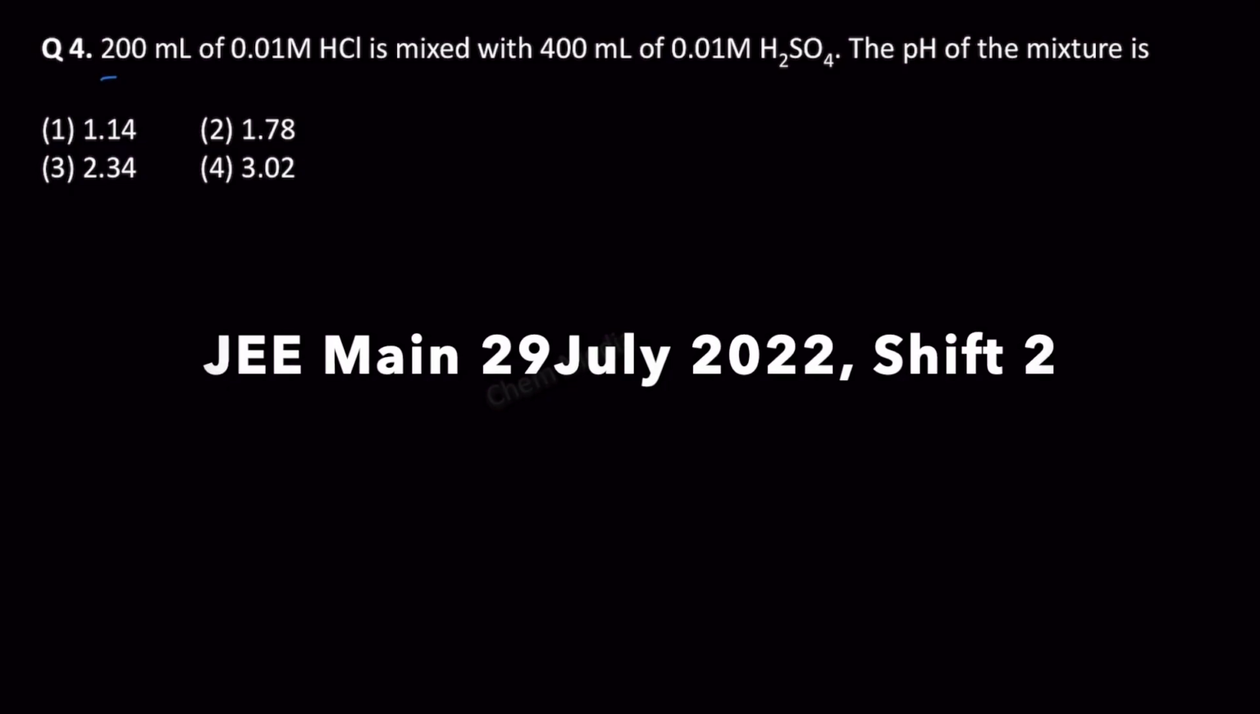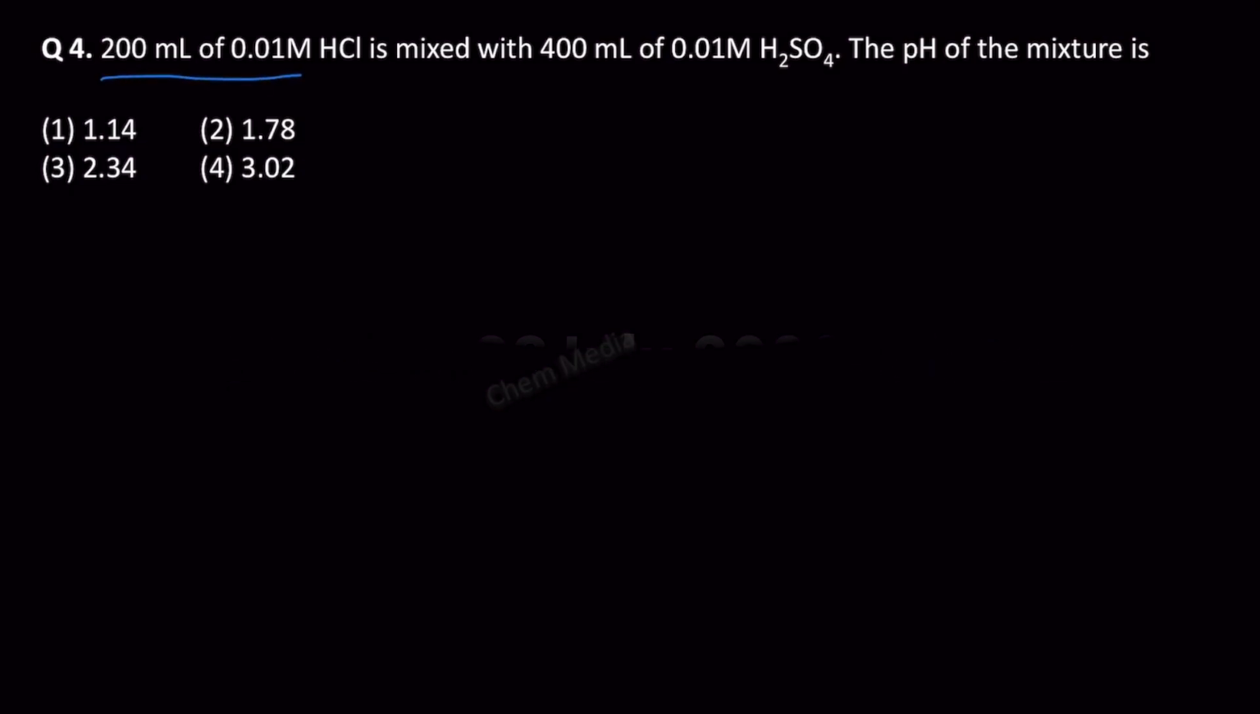200 milliliter of 0.01 molar HCl is mixed with 400 milliliter of 0.01 molar H2SO4. What is the pH of the mixture? We know that pH is equal to negative logarithm of H plus ion concentration. In this case, there are two ways one can make a mistake.